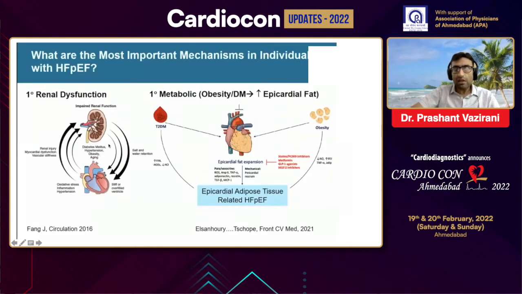So there are some theories of HFpEF. The first theory is primary metabolic, like patients of obesity and diabetes have increased epicardial fat, and how this epicardial fat causes HFpEF is that it releases more pro-inflammatory cytokines firstly, and secondly it can also act as a pericardial restraint leading to HFpEF. The second theory is about the renal theory, which I would like to discuss because it is very interesting.